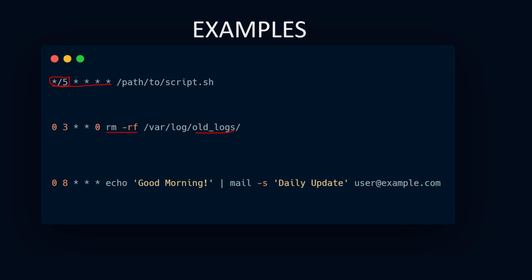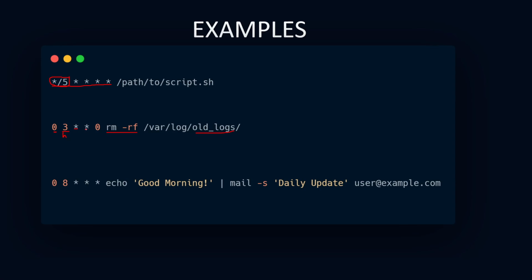Next, the first is 0. 0 is for minutes, so it's on 0 minute. Second is for hours. Okay, so it will be 3 hours. 3 hours means morning or 3 a.m. Okay, at any day of the month, it can be 1, 2, 3, any day of the month.